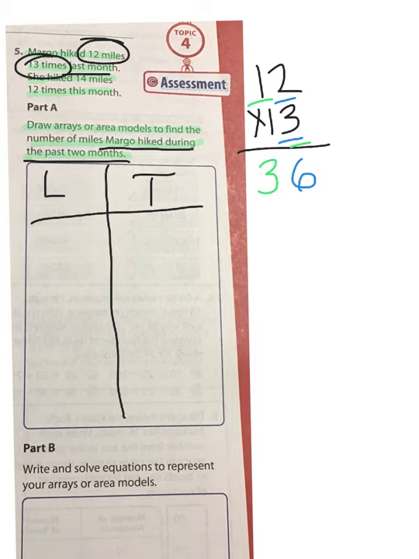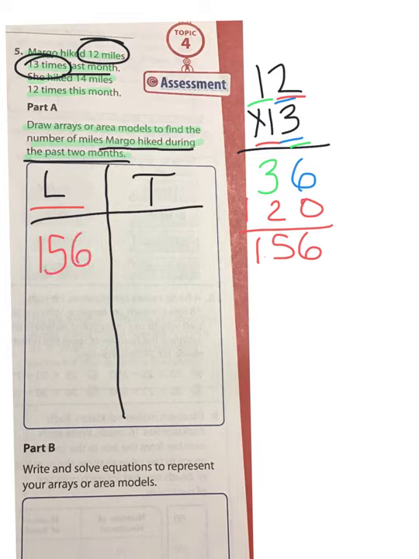We have not had to regroup anything, so we don't need to erase what we regrouped, but we do need to add a 0 to hold our ones place. Then we're going to multiply our tens times our ones. So 1 times 2 is 2, and then 1 times 1 is 1. If I add my digits, I get 156. So under the L for last month, I'm going to write 156, and that's miles.